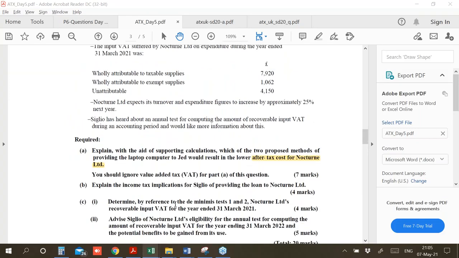Determine by reference to the de minimis tests 1 and 2 only Nocturne Limited's recoverable input VAT for the year ended 31st March. So we will not be conducting the third test, for which we have to make the table. If you read the examiner's report, he was very annoyed because many students wasted their precious time and made the third table where this was not even asked or required, and they did not score any marks, and rather lost their precious time in the exam as well. So be careful.